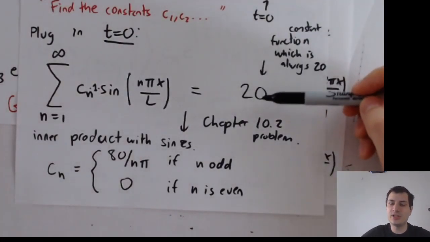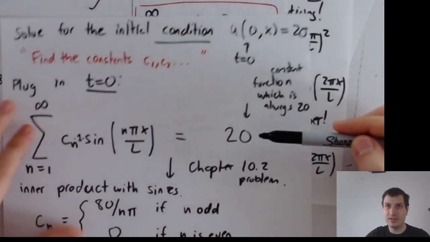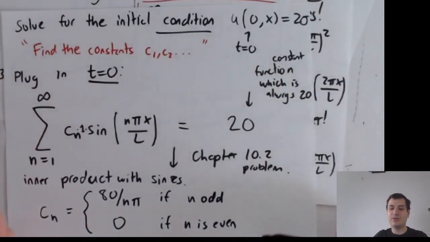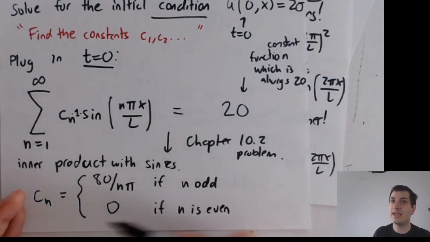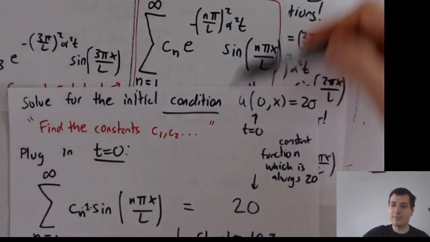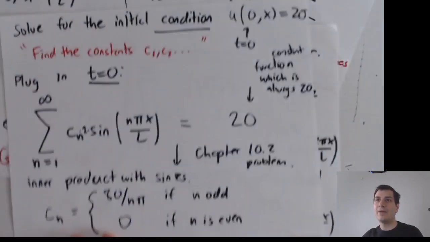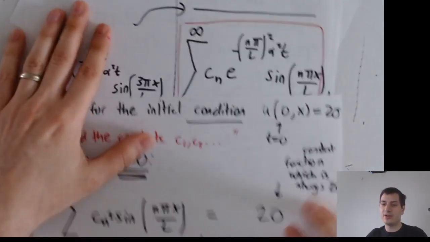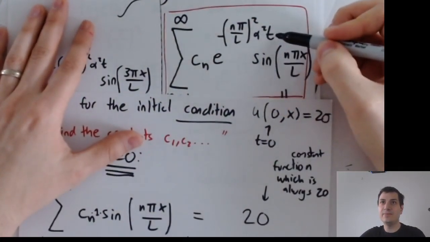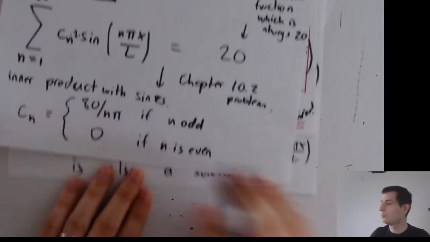So for the initial condition, you take the general solution, you plug in t equals 0, and then you have a Fourier series problem. By doing the world's most important orthogonal basis, chapter 10.2 stuff, you solve for the Cn's. Once you have the Cn's, you plug them back in, and now you have the solution. So what happened to the exponential term in the sum? I plugged in t equals 0. The exponential depends only on t, so that became a 1.